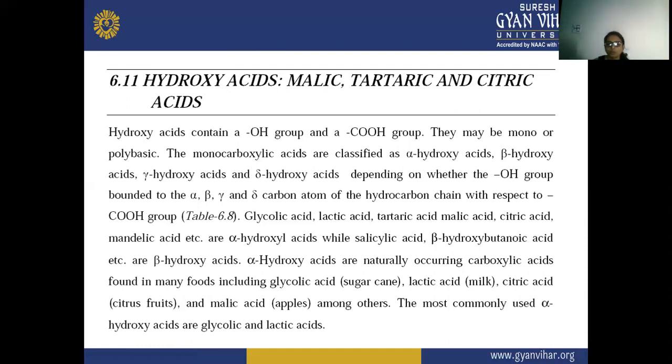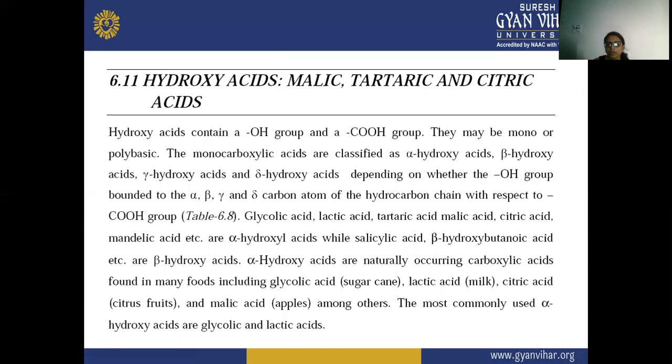chain. So the monocarboxylic acids are classified as alpha hydroxy acid, beta hydroxy acid, gamma hydroxy acid, or delta hydroxy acid, depending on whether the OH group is bonded to the alpha, beta, gamma, or delta carbon atom of the hydrocarbon chain with respect to the COOH group. Glycolic acid, lactic acid, tartaric acid, malic acid, citric acid, mandelic acid, etc. are alpha hydroxy acids, while salicylic acid and beta hydroxybutanoic acid are beta hydroxy acids.